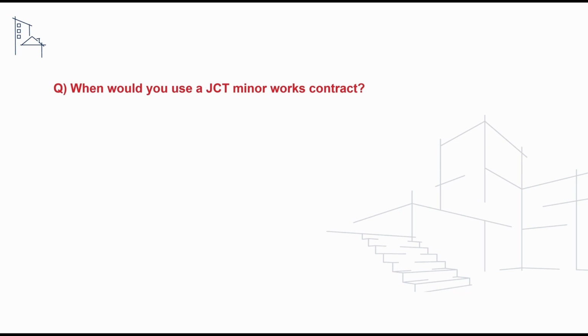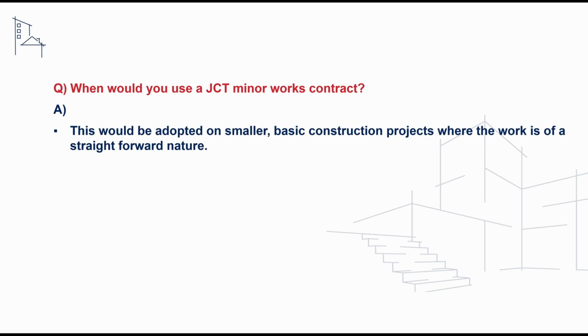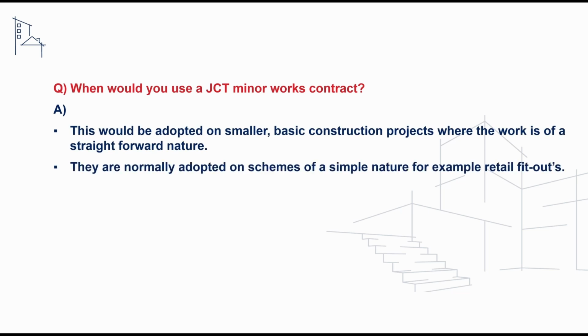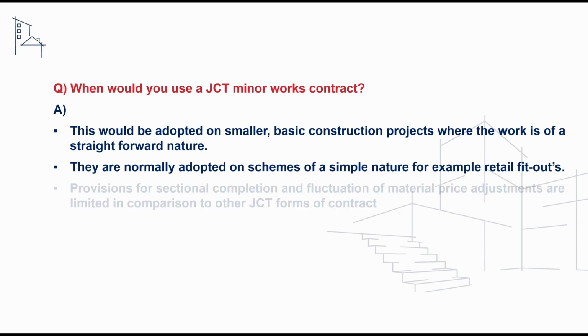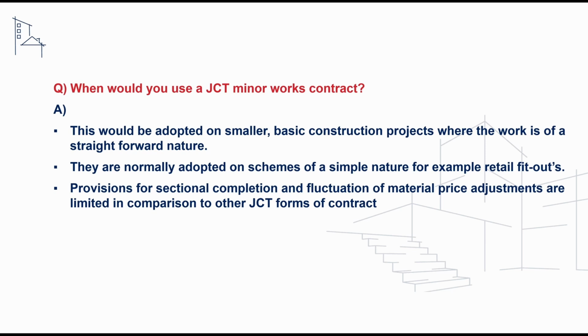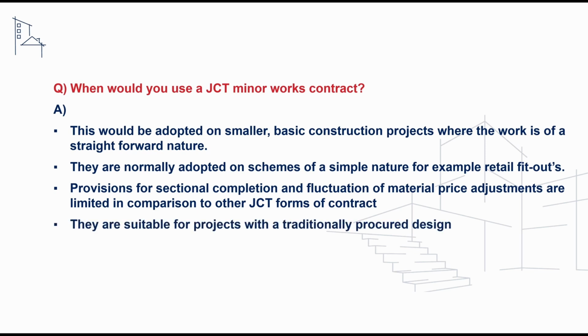Depending on your experience and what you've referenced in your submission, you may also be asked a question on why you should use a JCT minor works form of contract. And we could say here that this would be adopted on smaller basic construction programs where the work is of a straightforward nature, and they are normally adopted on schemes of a simple nature, for example retail fit-outs. Provisions for sectional completion and fluctuation on material price adjustments are limited in comparison to other JCT forms of contracts, and they are suitable for projects with a traditionally procured design.